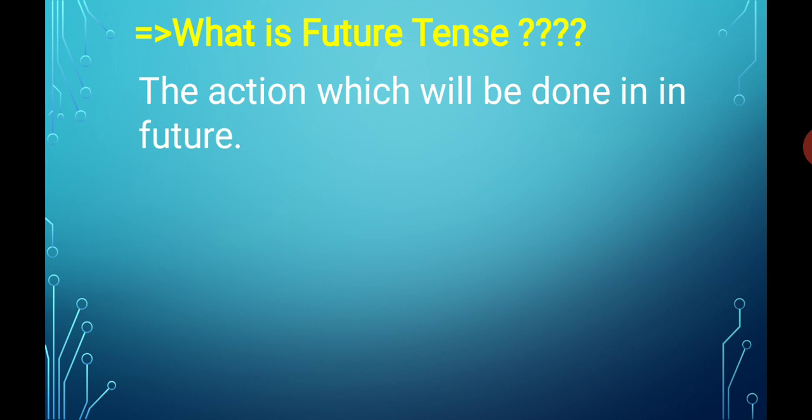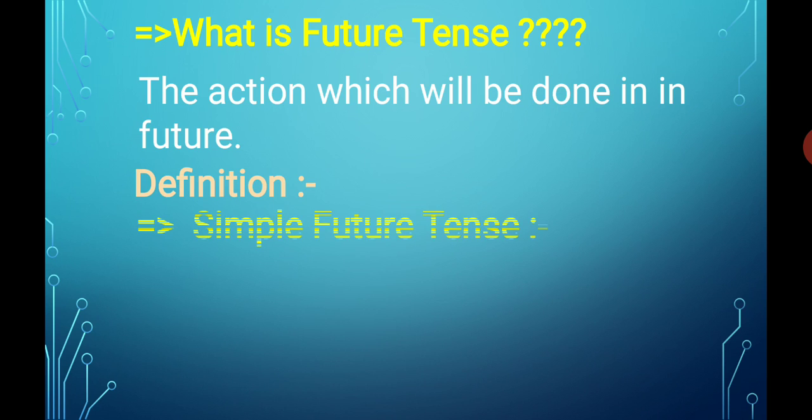If we talk about an action which is already done, it's called past tense. And if the action will be done after some time, near in the future, it is called the future tense. That's why it is called the tomorrow tense. Understand?